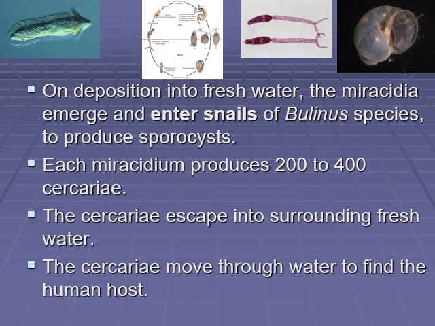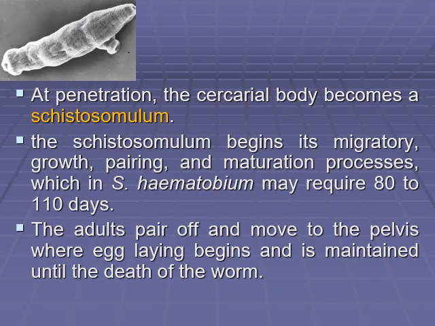Each miracidium produces from 200 to 400 cercariae. These cercariae escape into surrounding fresh water and move through the water to find the host. Once penetration occurs, the cercaria loses its tail and becomes what's called a schistosomulum. So schistosomulum means cercaria without tail. This schistosomulum begins its migratory growth, pairing, and maturation process, which in Schistosoma haematobium may require from 80 to 110 days. Then it starts to lay eggs and continues its life cycle.